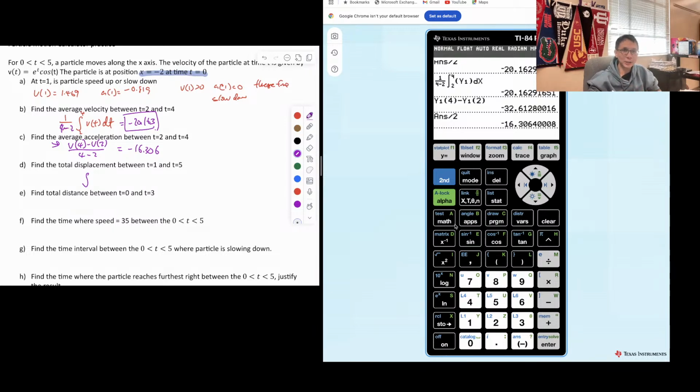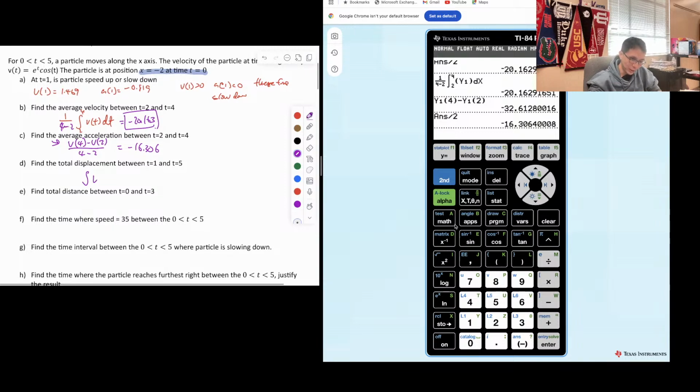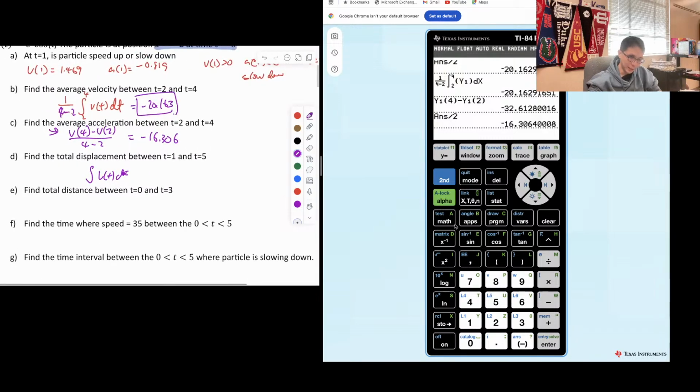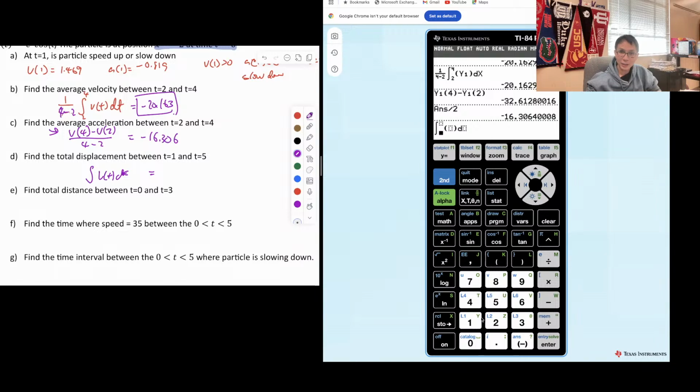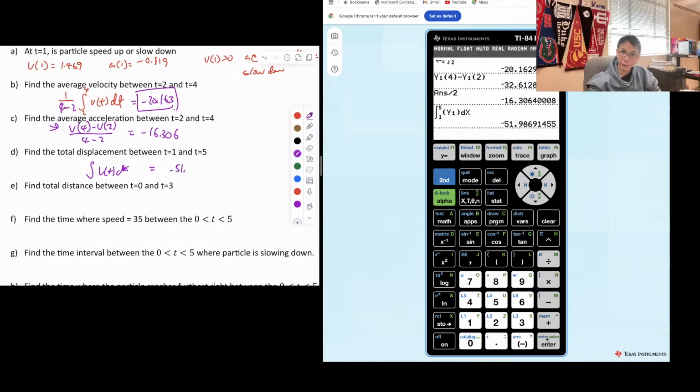All right, so total displacement. This one is without absolute value, and just going to get it done. Here it's going to give you math 9, between 1 to 5, and the y bar, function y1 and the x, and then what you get here is going to be negative 51.987. Is that okay?